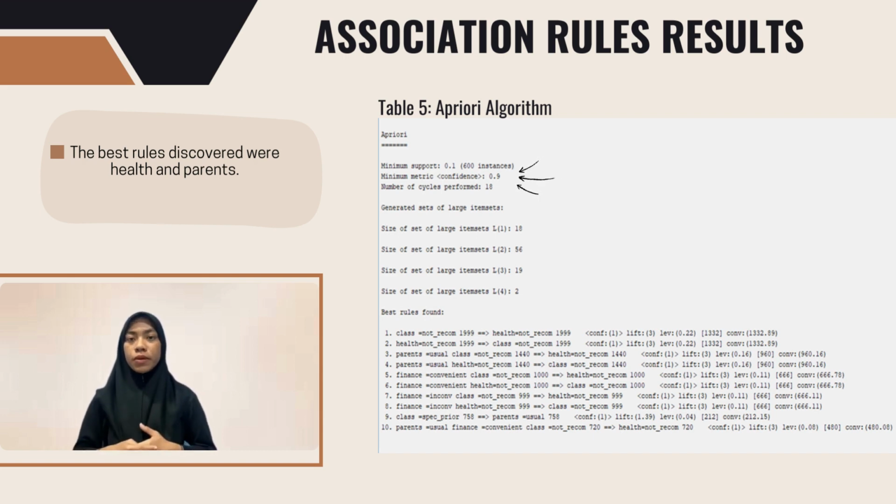By using the appropriate algorithm, we want to find the association rules that have minimum support and minimum metric confidence. Based on the result, the minimum support was 0.1 with 600 instances, while the minimum metric confidence was 0.9. Meanwhile, the number of cycles performed was 18. The default setting for the number of best rules is 10, and the results show that social construct is the method with the highest number of best rules generated, equal to 10. The best rule discovered was help and parents.